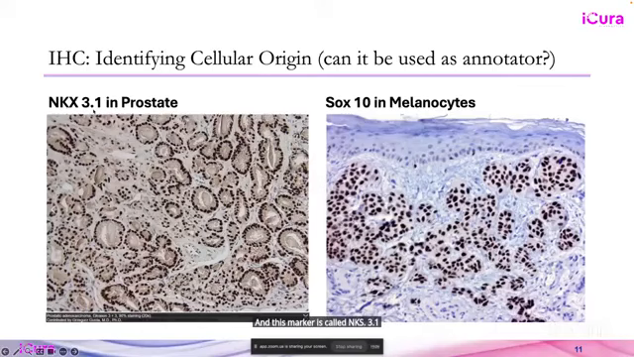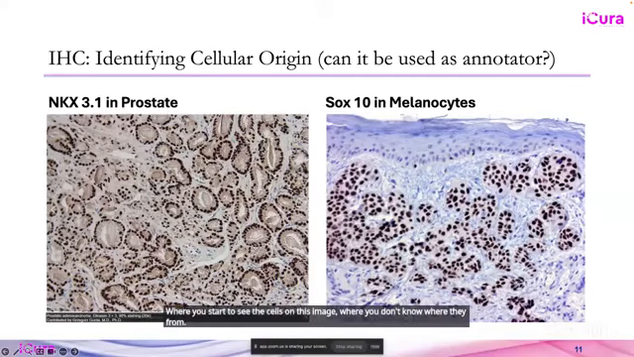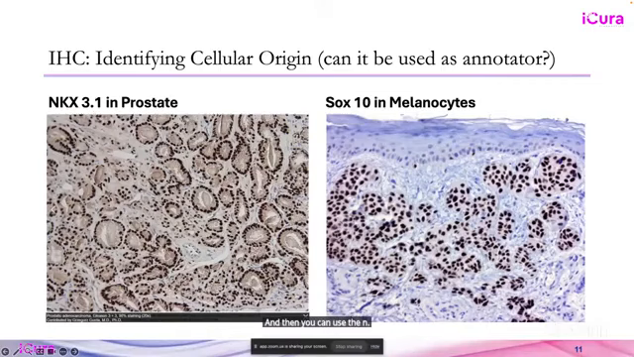This one is very recently being used in the clinic. Back when I was doing my fellowship, probably 10 years ago, it had just started to be used in the clinical pathology labs. It is very helpful if you're diagnosing a metastatic cancer from somewhere else in a different organ, where you see cells on an image and you don't know where they're from. Then you can use NKX 3.1 to prove that they are from the prostate.